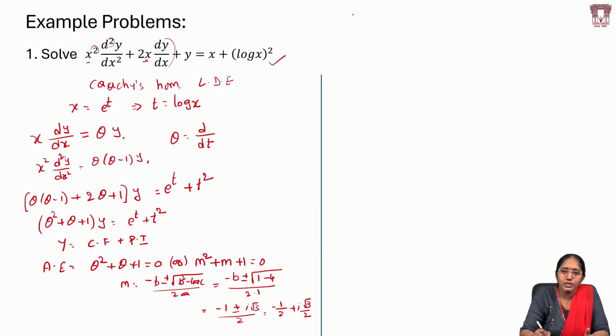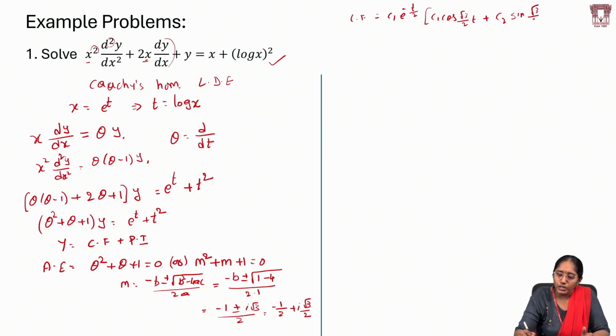Now what is the complementary function for this? Here observe the nature of the roots, that is imaginary and distinct. This is a second order differential equation. We are getting two roots, and both are complex, real and imaginary. So the complementary function is e power minus t by 2 into c1 cos root 3 by 2 t plus c2 into sine root 3 by 2 into t.